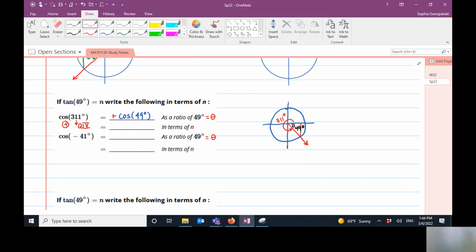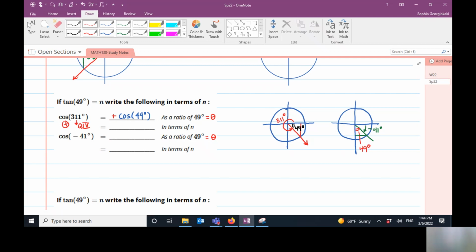Now, where is negative 41 degrees? Negative 41 degrees is also in quadrant 4. It is a negative angle. So it goes like this. This is negative 41 degrees. And 49 degrees is the co-reference angle. So it is the angle that negative 41 makes with the negative y-axis. So this is 49 degrees. Notice that 49 degrees is a positive acute angle.